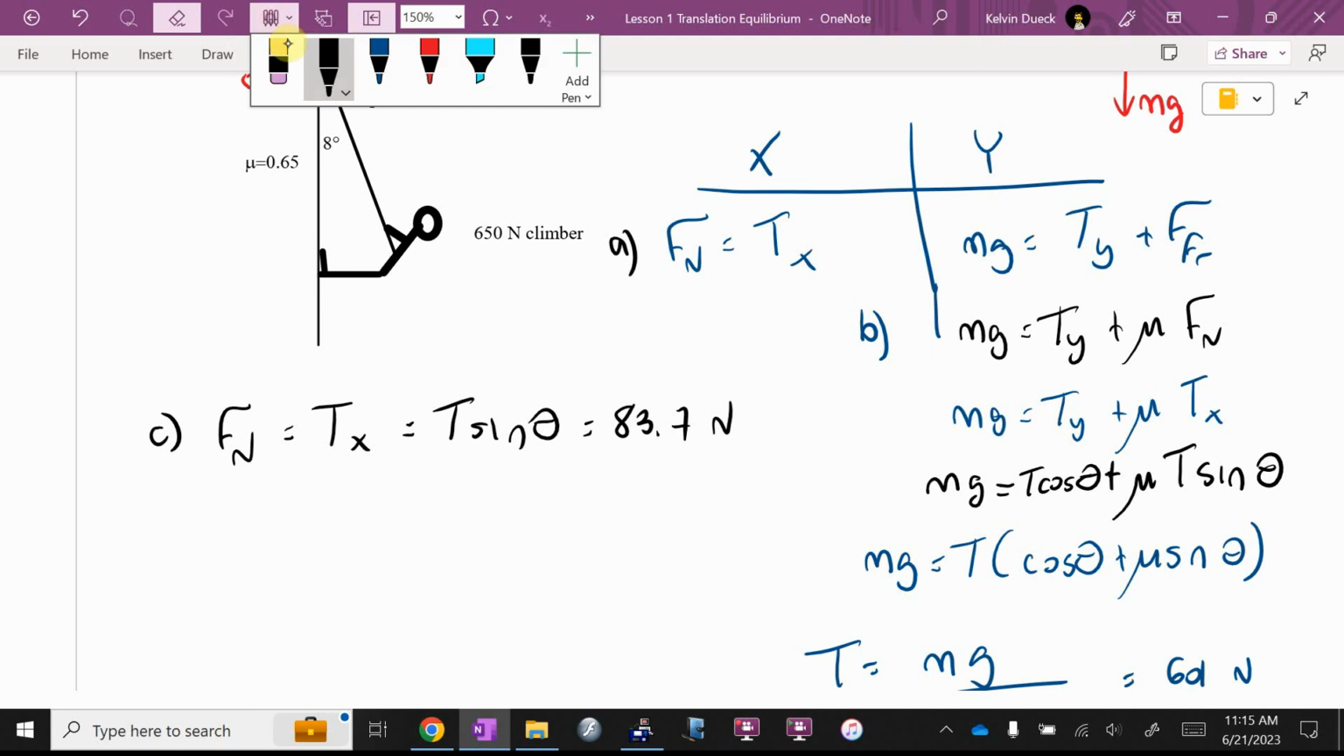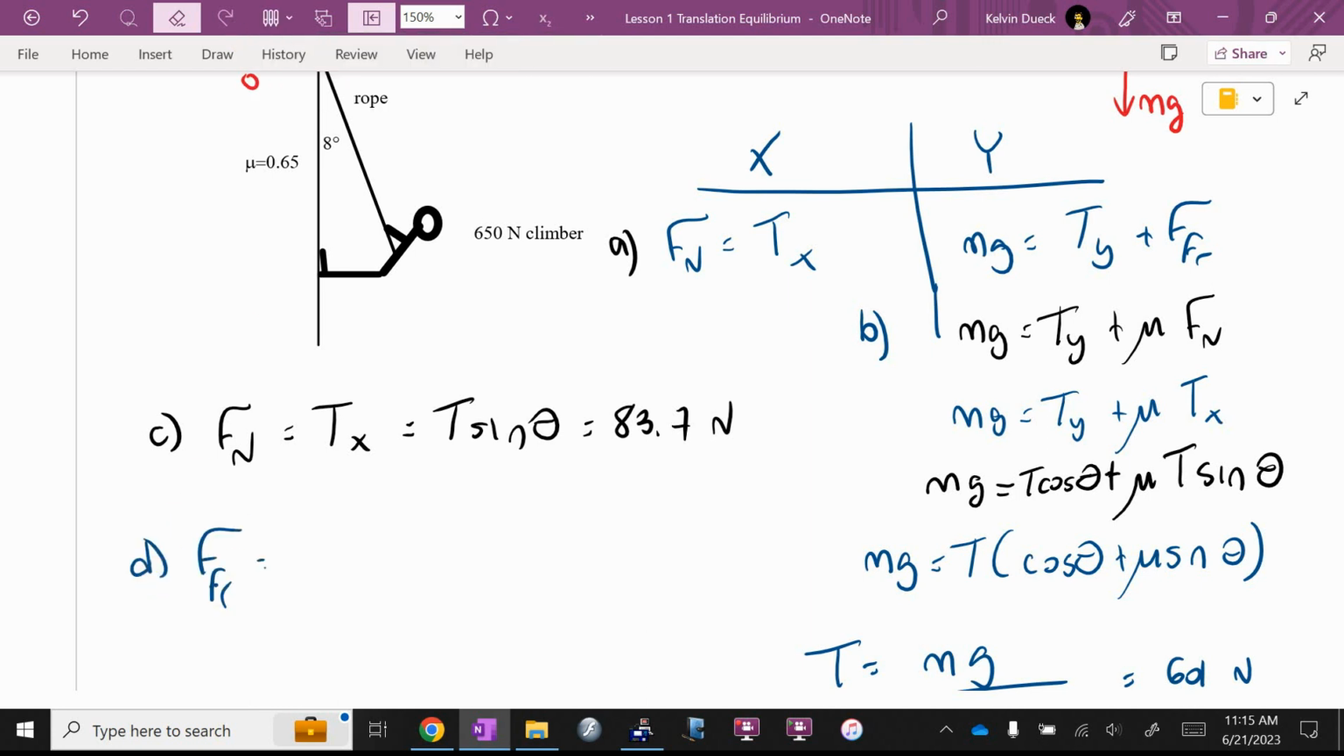Kenta, what's D want me to find? Oh, geez. It's going to be mu times the normal force. I don't know. Oh, yes, I do. It's sitting on my calculator right now, isn't it? Assuming you've been typing and following along on your calculator, it's going to be 0.65 times your answer button. What'd you get? 54.4.